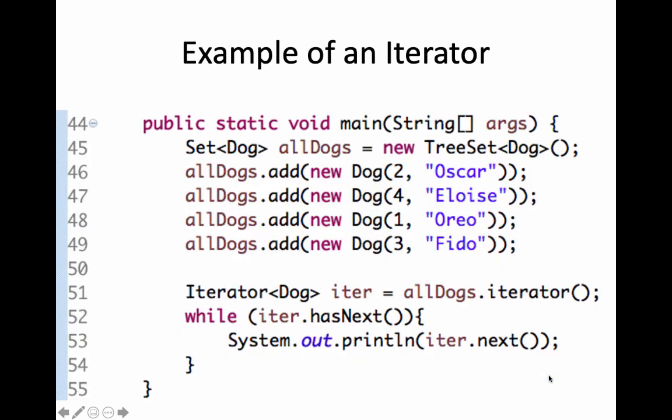Okay, so here's an example where I've created a set, allDogs. I add 4 dogs to it. Then line 51 is what's really important. Sets always have the method iterator that takes no arguments, and that's going to give us an iterator object back. And then on that we can call the method hasNext, and we can call the method next. And so my loop there is a super common one that we'll see with iterators. So we say while iter.hasNext, and then inside the body of the loop we say iter.next.